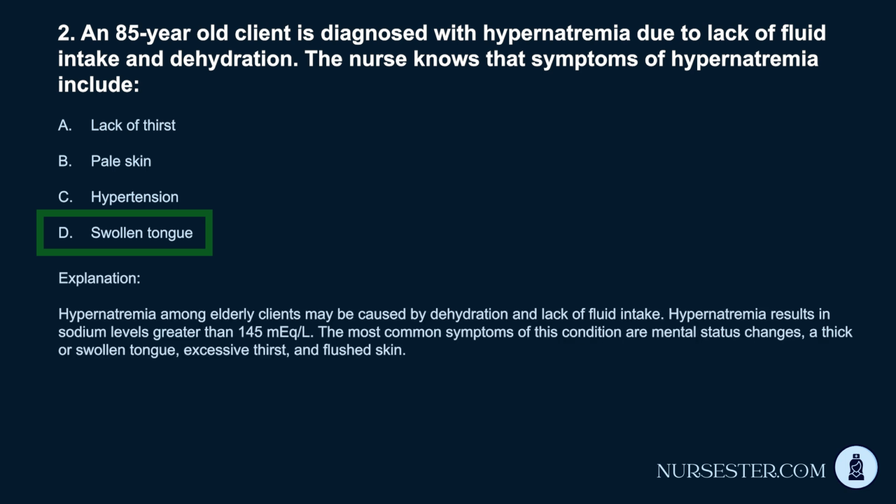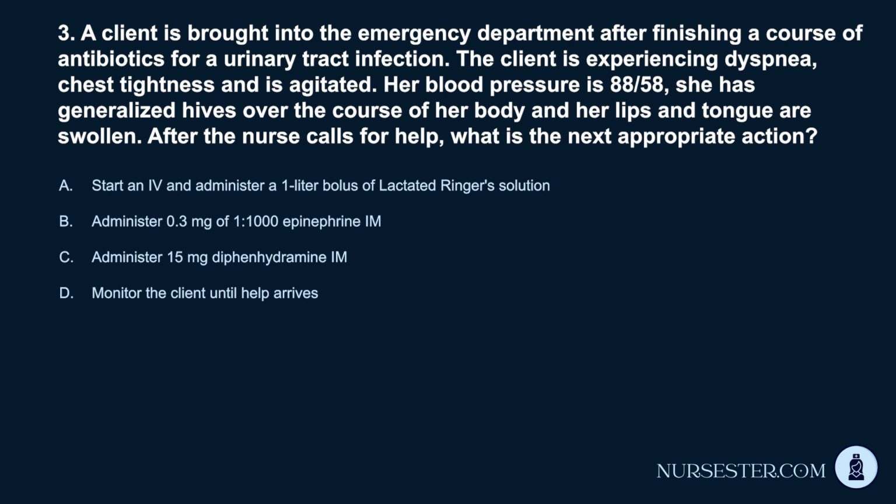Hypernatremia among elderly clients may be caused by dehydration and lack of fluid intake. Hypernatremia results in sodium levels greater than 145 milliequivalent/L. The most common symptoms of this condition are mental status changes, a thick or swollen tongue, excessive thirst, and flushed skin.